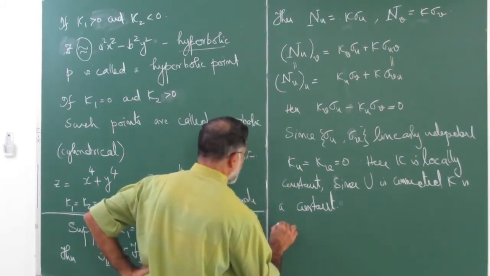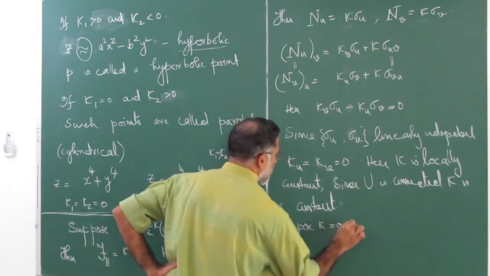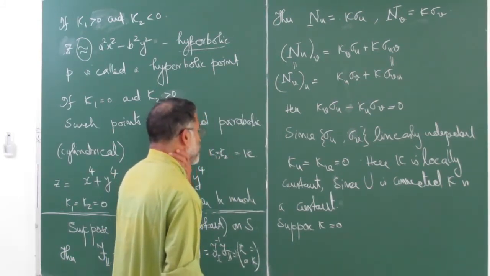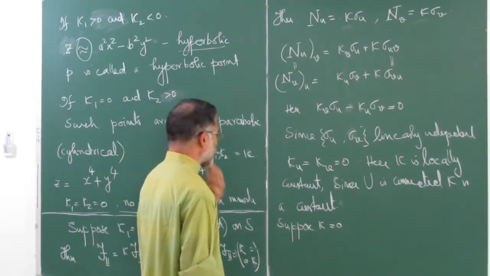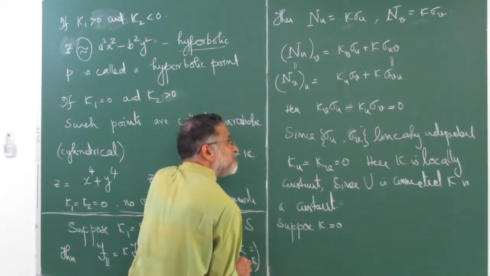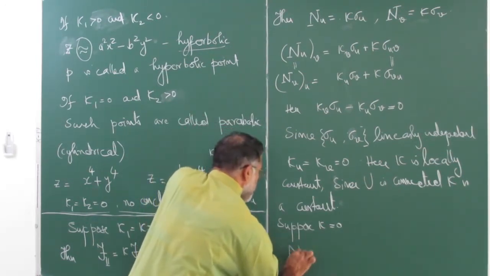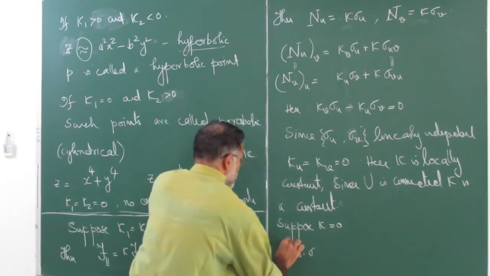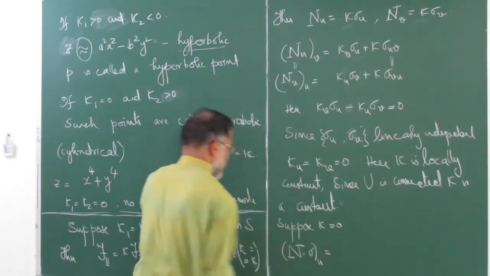First let us suppose kappa equals 0. If kappa equals 0, we expect it to be a plane. Curvature 0 is expected to be a plane. So what do you do? The idea is, I have to show N is a constant. So how do I do that? N dot sigma u.